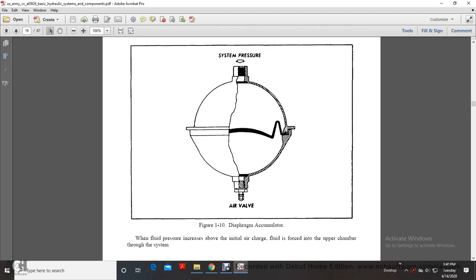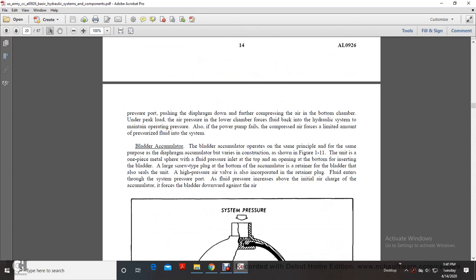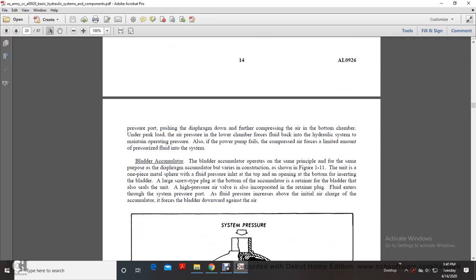So your diaphragm accumulator will fill, keeping the pressure in the system. Fluid enters the pressure port, pushing the diaphragm down further and compressing the air charge in the lower chamber. The air pressure in the lower chamber then forces the fluid back into the hydraulic system, supplying a limited amount of pressurized fluid to the system.